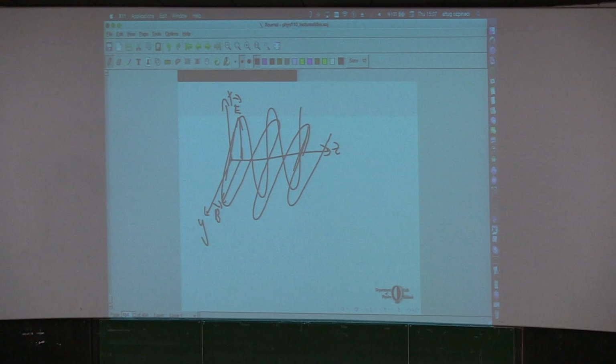Now we want to prove this one. B dot dl, or let's start with the E dot dl. This should be equal to minus d phi B by dt. We have to choose some closed loop to evaluate this E dot dl, and then we have to calculate the flux that goes through that loop. Now, for every loop, this equation should be satisfied.